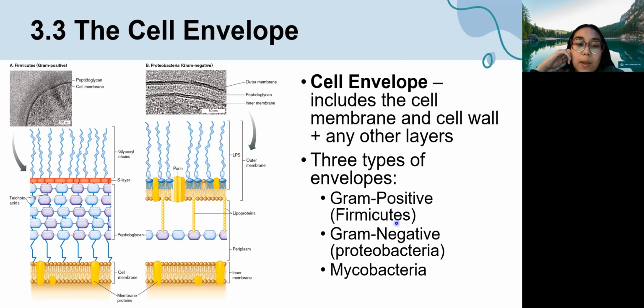But here's just an example of the difference between the gram-positives and the gram-negatives. As you can see, one of the most significant things is that the peptidoglycan layer, which is the cell wall, is much thicker in the gram-positives than it is in the gram-negatives. So that's just one difference. And again, we're going to talk about the differences in a second, but that's just something that I wanted to highlight.